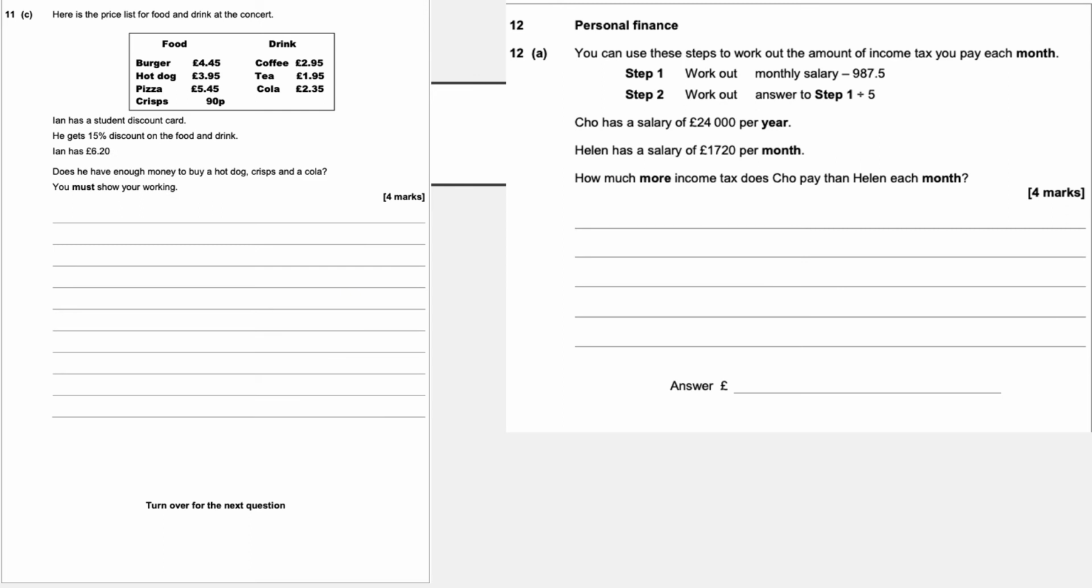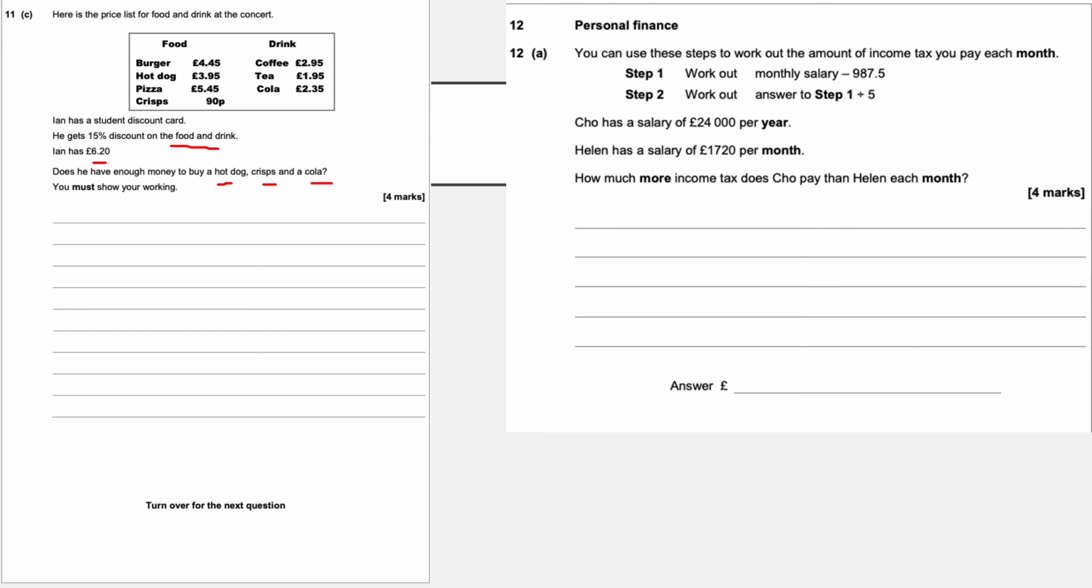This is question number 11C. So here is the price list for food and drink at the concert. Ian has a student card, so he gets 15% discount on the food and drink. Ian has £6.20. Does he have enough money to buy a hot dog, crisps and a cola? You must show your workings.